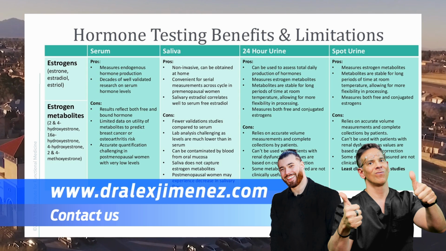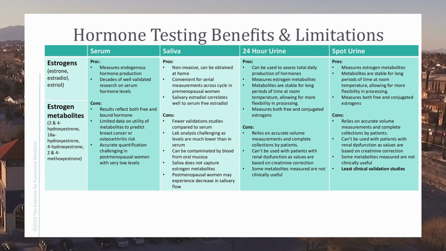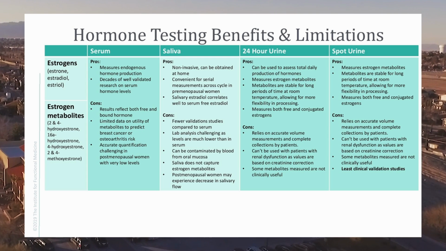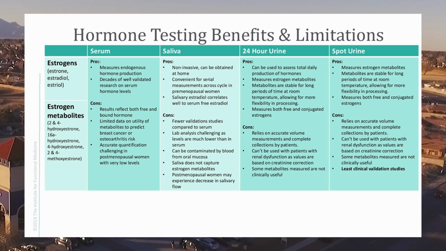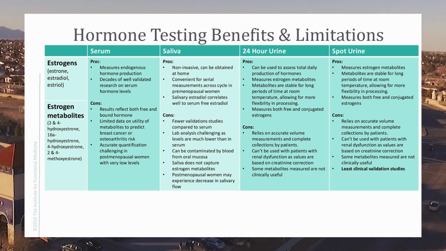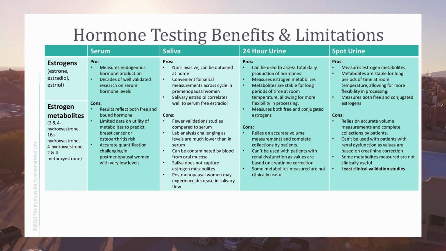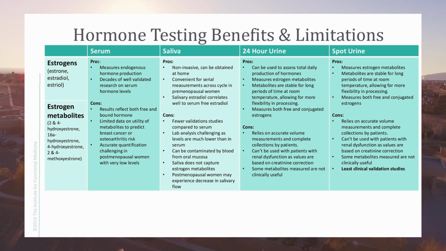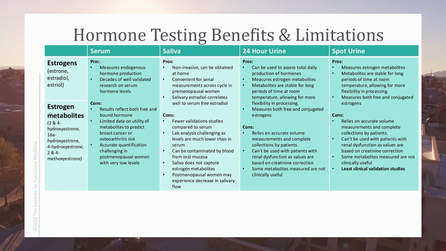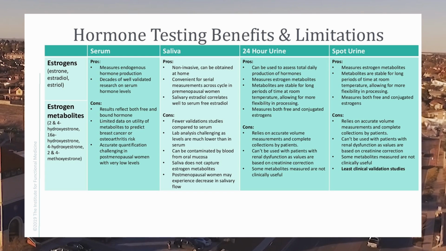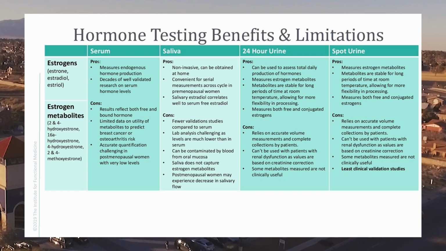Now, the bad news is these results are giving you the free and bound hormone. It's giving you the total estrogens. You can't order a total estradiol and a free estradiol. They don't offer that. There's some limited data in terms of serum levels of these metabolites in terms of prediction for health risk. And it can be difficult for some labs to get accurate quantification in postmenopausal women because the estrogen levels are so very low. So keep that in mind. And again, that's a matter of knowing your lab and knowing how accurate they actually are.